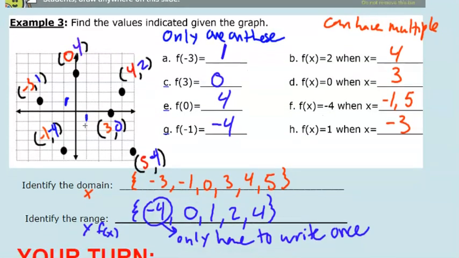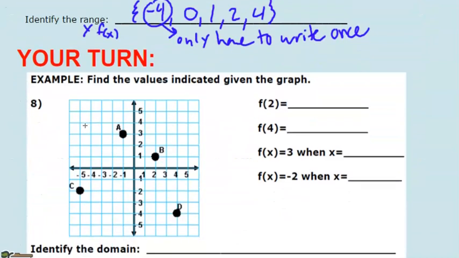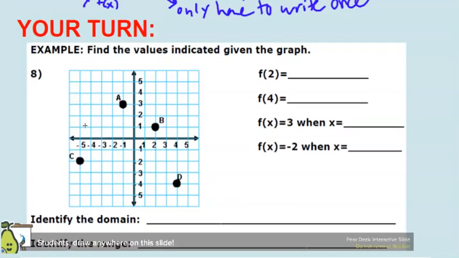Alright, now you try one of these. Identify the 4 points, label them, and then what is f of 2? What is f of 4? What is x when f of x equals 3? And what is x when f of x is equal to negative 2? And then identify the domain and the range.